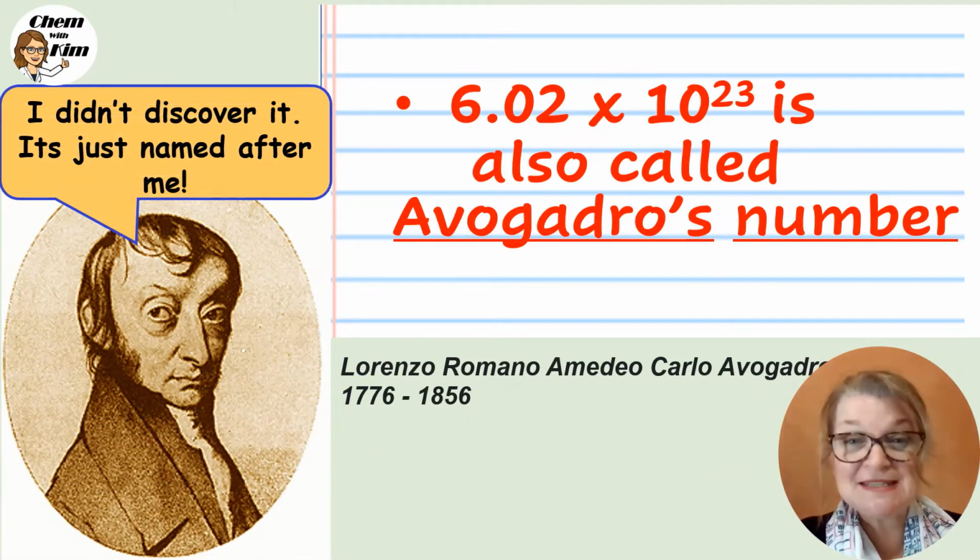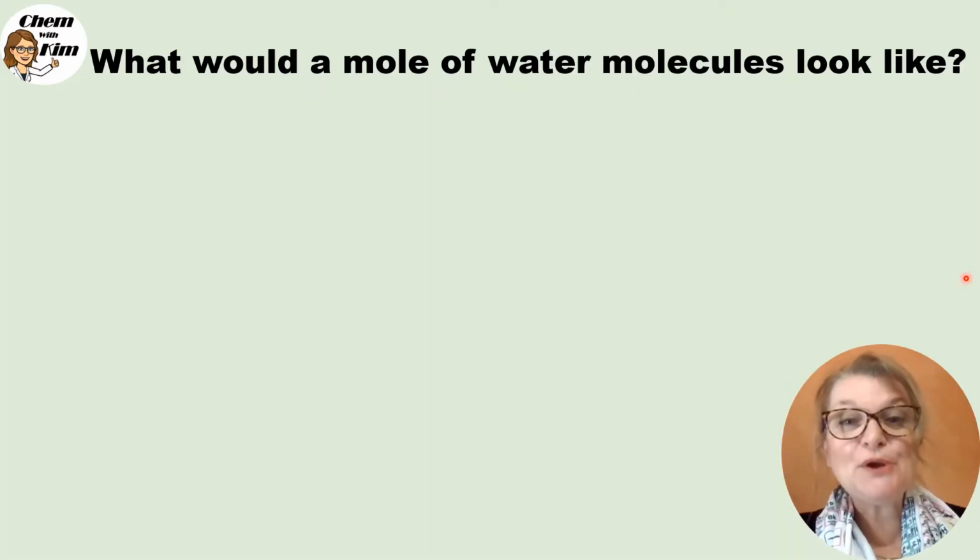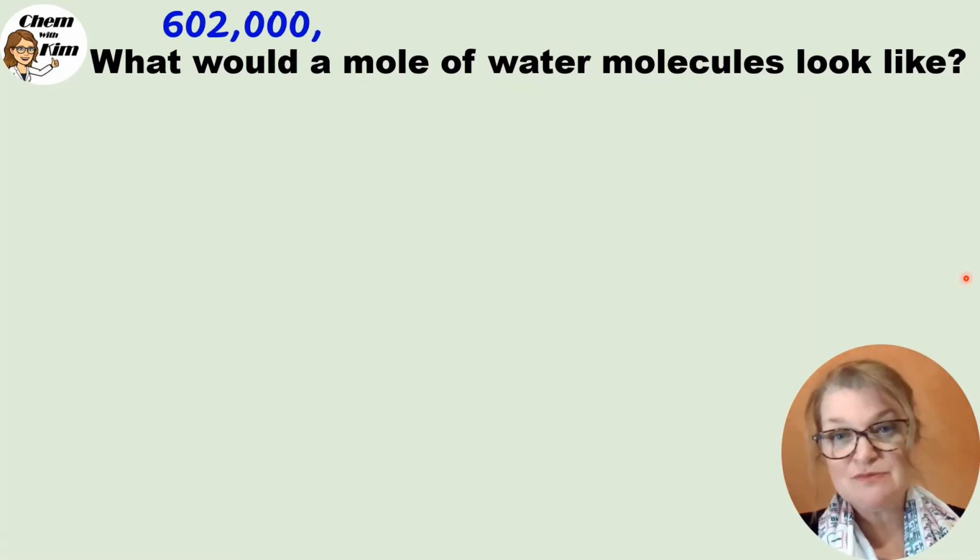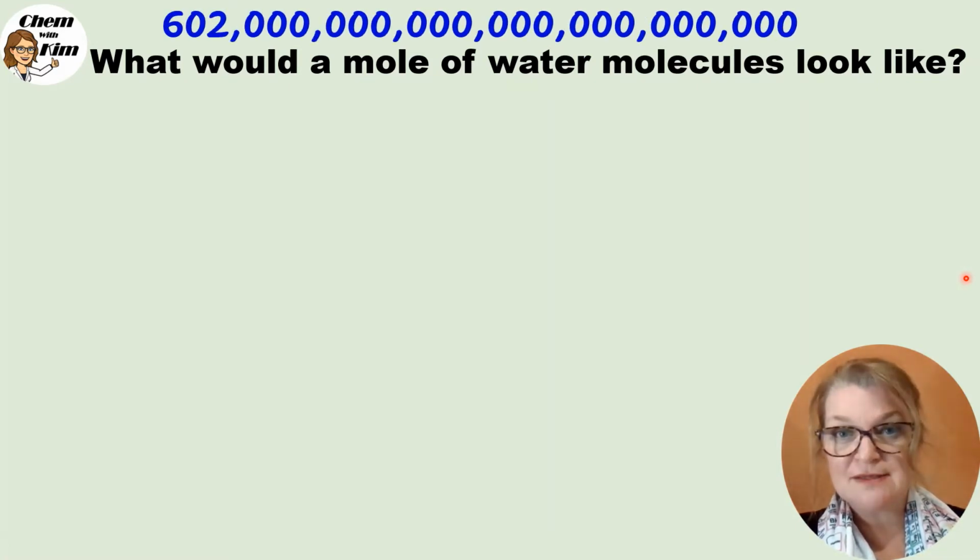And 6.02 times 10 to the 23rd is also called Avogadro's number, named after Lorenzo Romano Amadeo Carlo Avogadro. So if we took 6.02 times 10 to the 23rd and took it out as scientific notation, we'd have to move that decimal point 23 places to the right, and the number would look like this, which is a very big number. Let's see, we have 1,000, million, billion, trillion, quadrillion, quintillion. We get to 602 sextillion. That's a really big number.